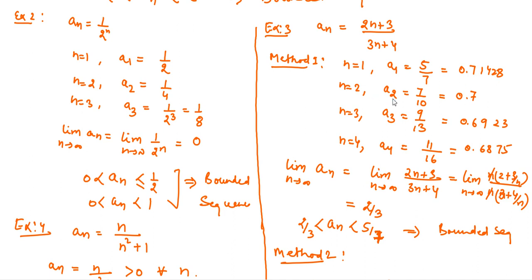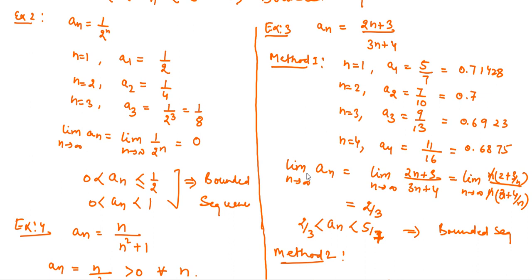n is equal to 2 put करेंगे, a2 is equal to 7/10, which is 0.7. n is equal to 3 put करेंगे, a3 is 9/13, which is 0.69. n is equal to 4 के लिए we get a4, which is 11/16 or 0.6875. Now we can see that as n is increasing, the terms of this sequence are what? Decreasing. So what we have to find? We have to find the lower bound, because the upper bound is a1 itself. Okay, or any number which is greater than 0.71428 will be the upper bound.